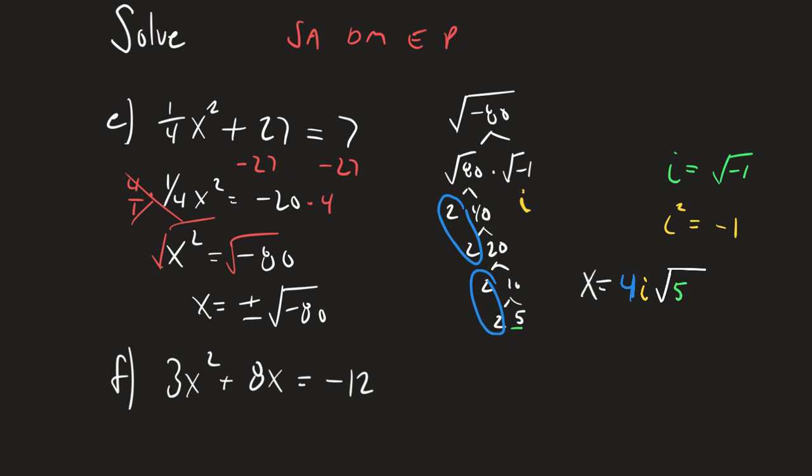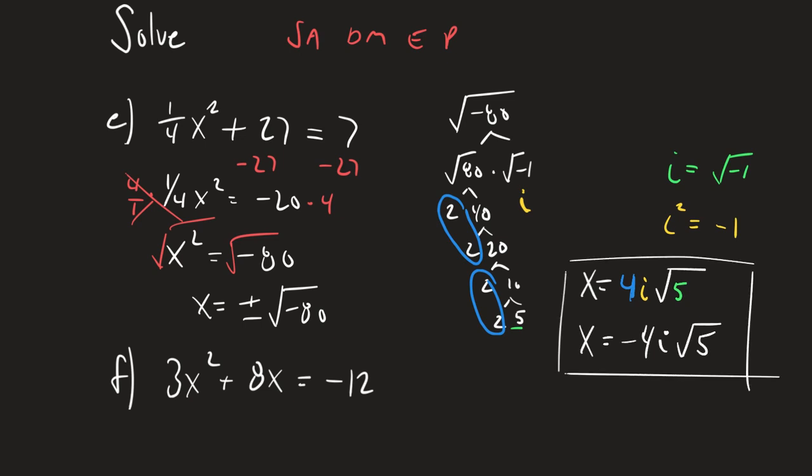Oops. So I should have had the plus minus in there, so I'm going to just go ahead and write down the other version. So the other version would also be the negative version, so x equals negative 4i radical 5. That's the other possible answer. Two answers. So we are using our square root of -1 to be i there, right?